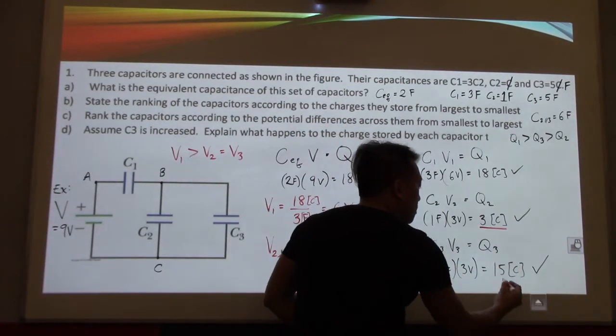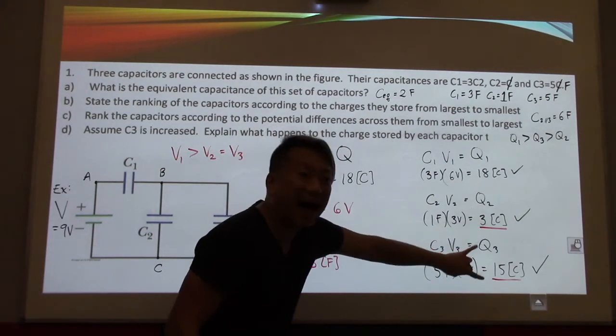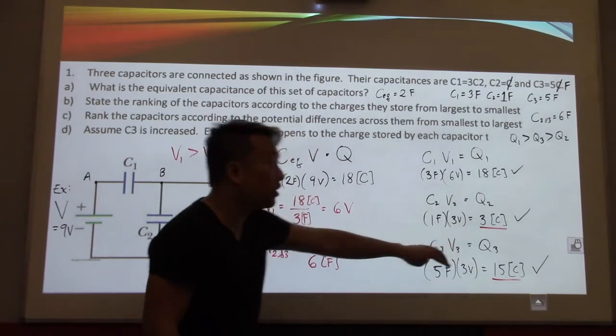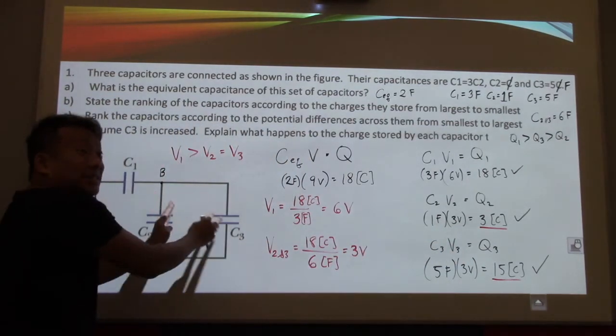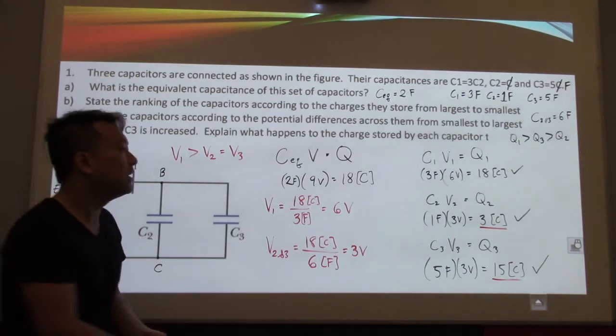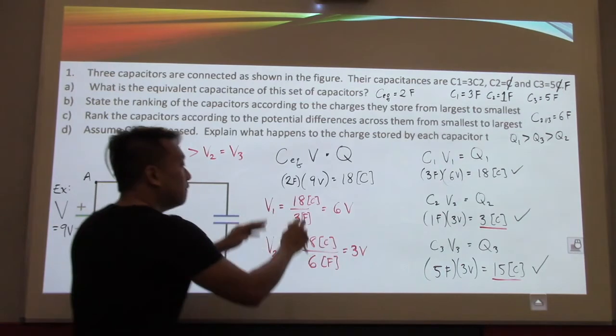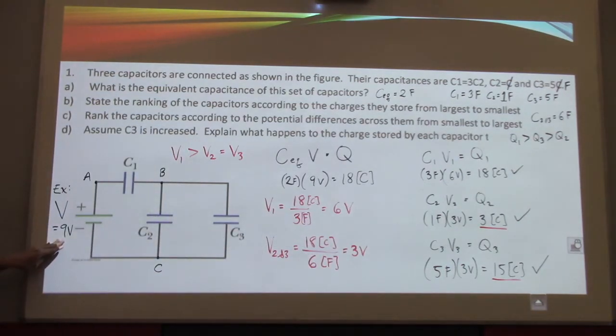This was 3 coulombs, and this is 15 coulombs. Yes, the combined amount of charge on that combined system was 18. So that makes sense. There's a way of checking yourself. This is 18 amount of charge, and that was 18 amount of charge. The voltages add up to the number that we said was 9. That's how you break up this kind of question. And the answer is A, B, C.